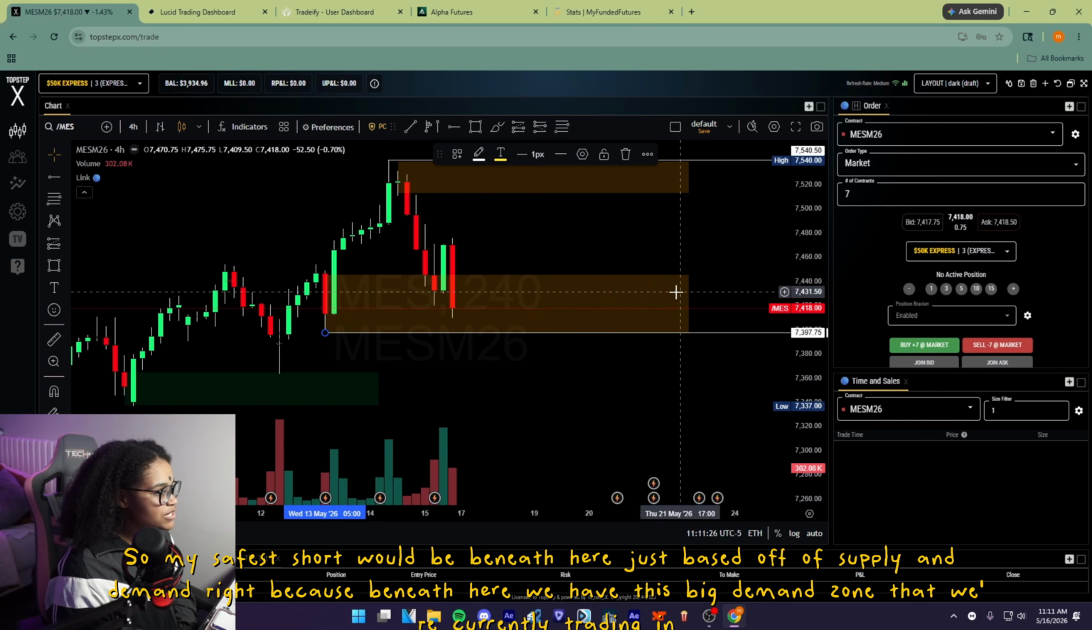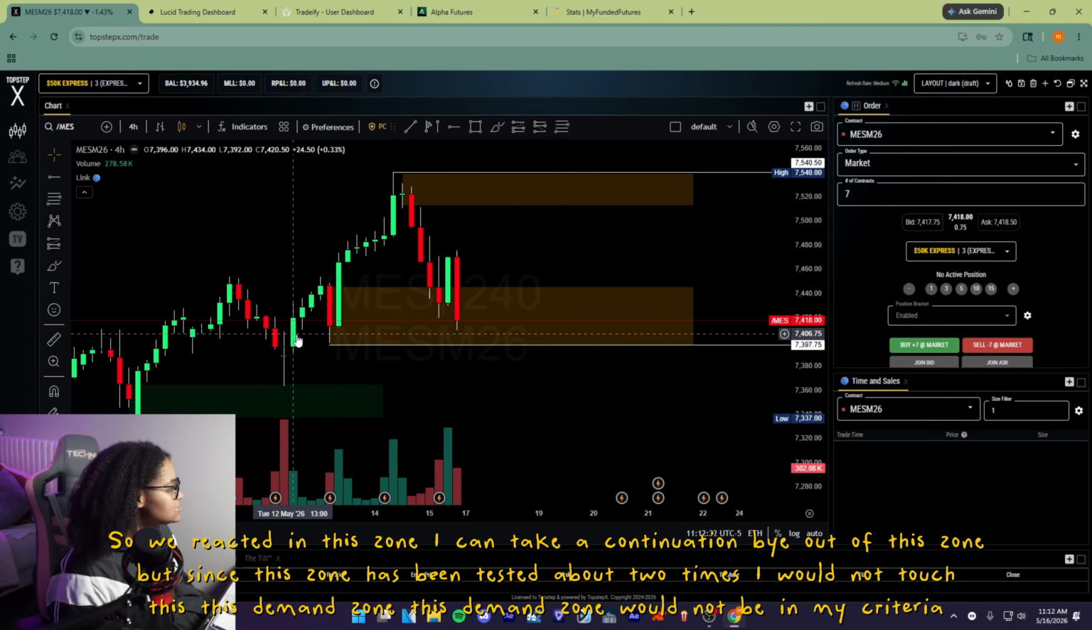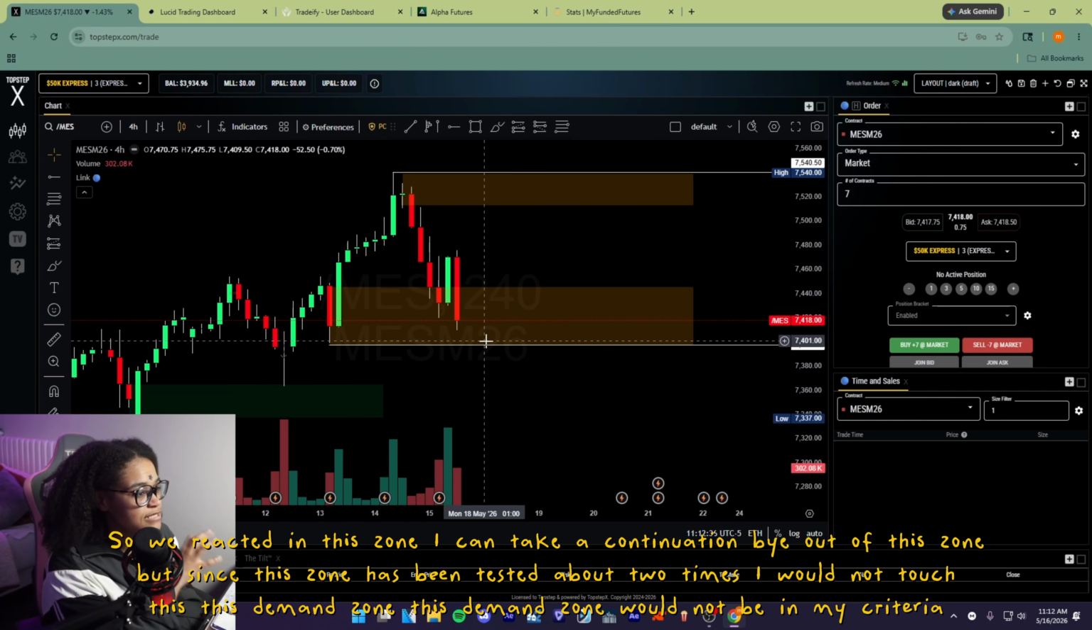where would I take a buy? Hold up. So we're reacting in this zone. I could take a continuation buy out of this zone, but since this zone has been tested about 2 times, I would not touch this demand zone. This demand zone would not be in my criteria. I'd be anticipating a break of this demand zone. I would not want to long this demand zone anymore. It's been used, abused, and all of the above.